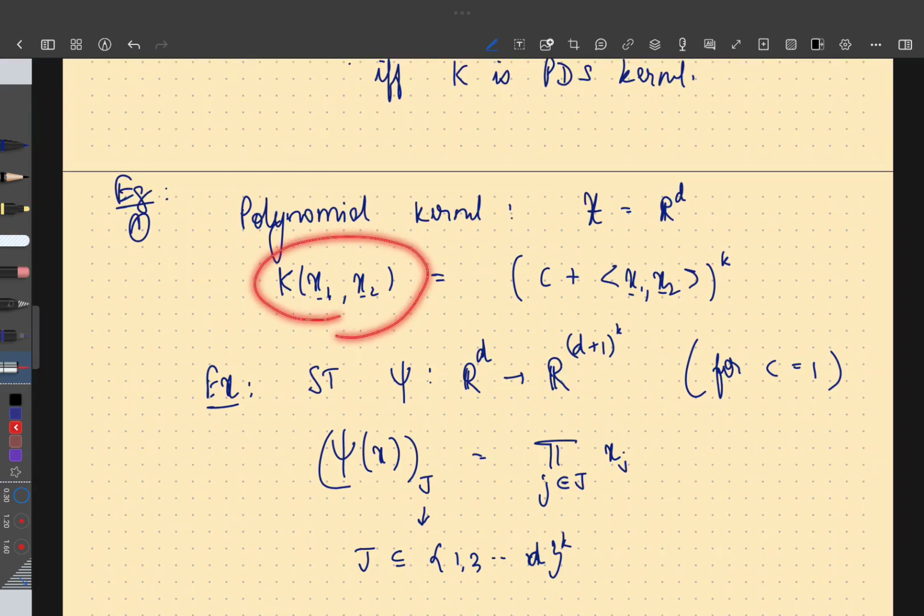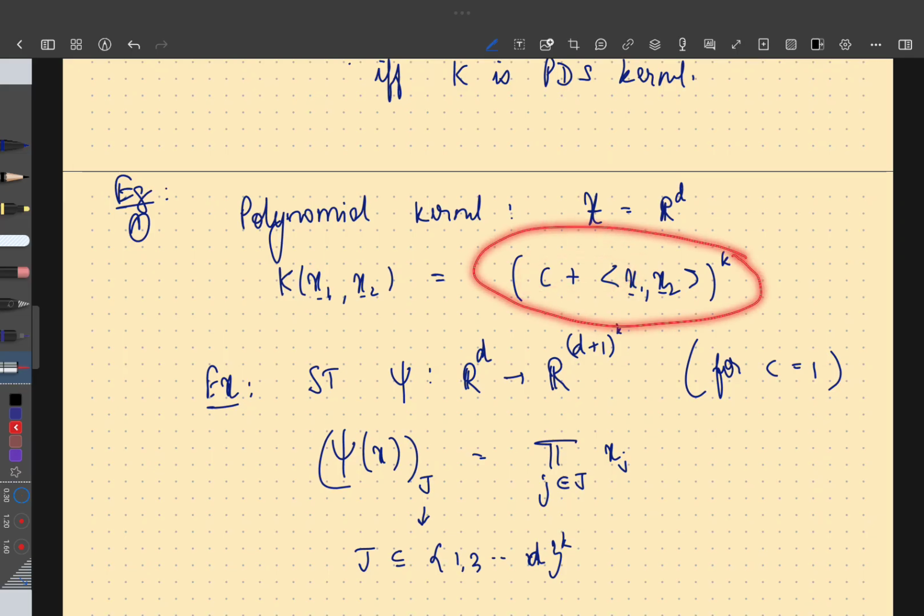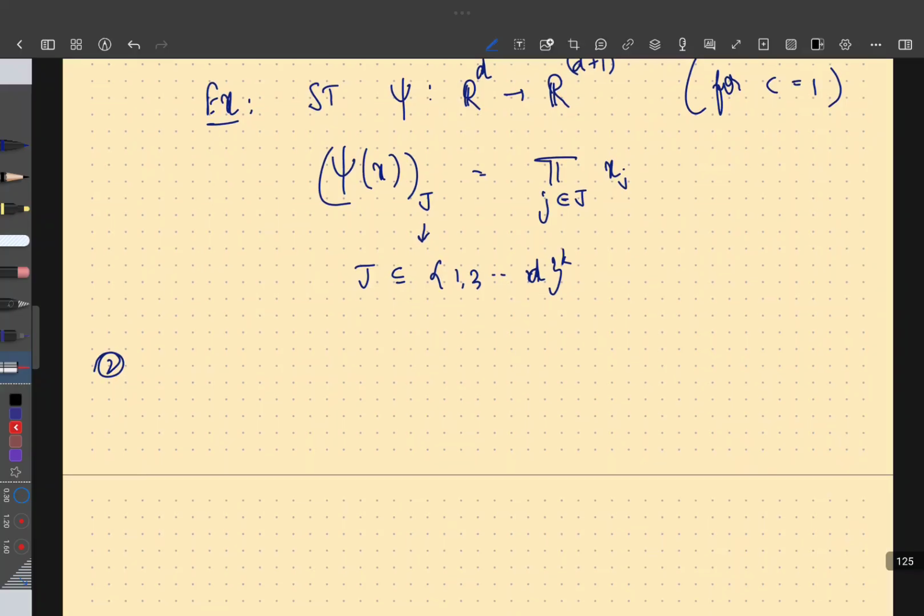But now if I use the kernel to compute the inner product, then the complexity is just d. Right? Because I need to compute the inner product between x1 and x2, which requires d multiplications and d minus 1 additions, plus 1 addition, and then I have to raise this to the power k. So the complexity is essentially k times d instead of d to the power k. All right. So obviously doing that is better.